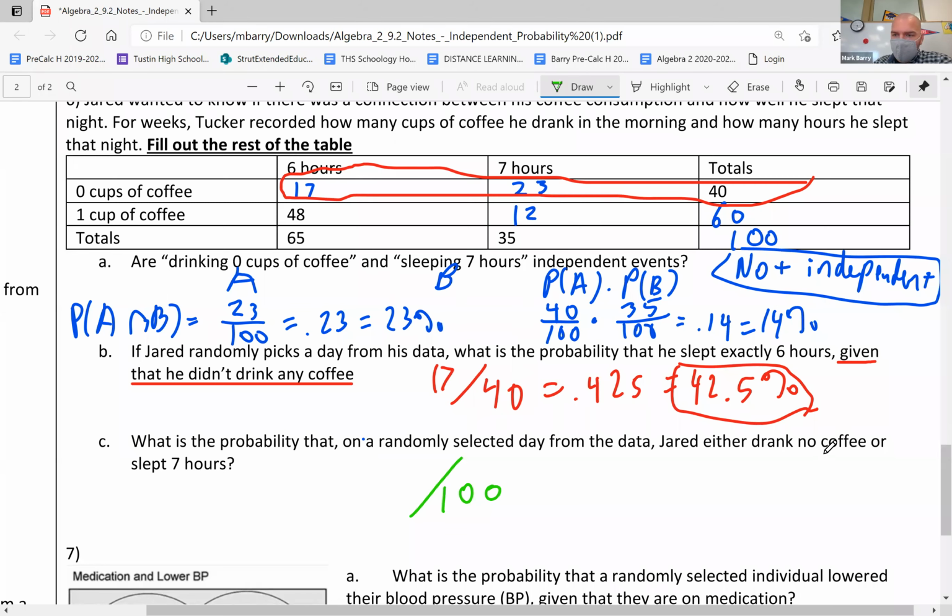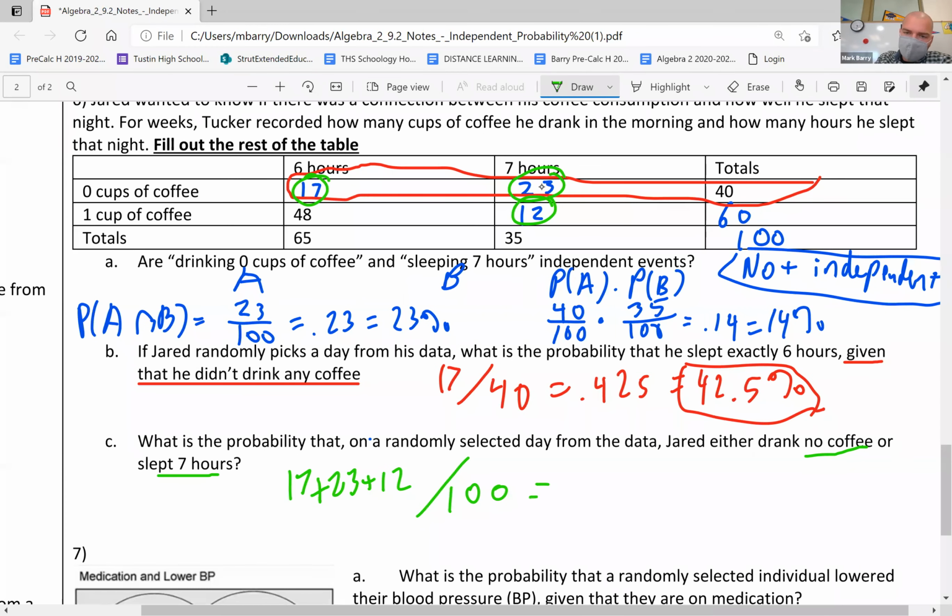And so we either need to drink no coffee or sleep 7 hours. So it could be this one, this one, or this one. On the 17 here, he drank no coffee, so that counts. On the 12 here, he slept 7 hours, so that counts. And the 23 here, he did both, so that counts as well. So 17 plus 23 plus 12 is 52. That'd be 52%.